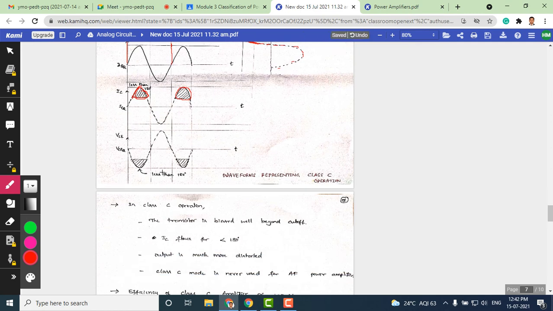Similarly, we can also see the collector emitter voltage. There will be a 180 degree phase shift between this collector current and the collector emitter voltage. If I draw the phase shifted signal here, for some portion of this input we have collector emitter voltage, but the remaining part of the collector emitter voltage is suppressed. So collector emitter voltage exists for less than 180 degrees. This type of amplifier is called class C operation, class C amplifier.